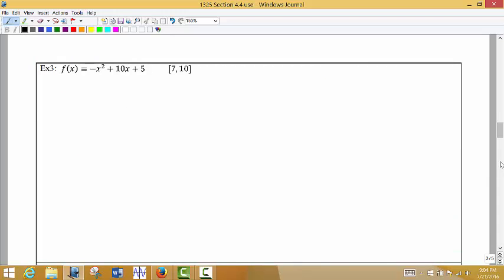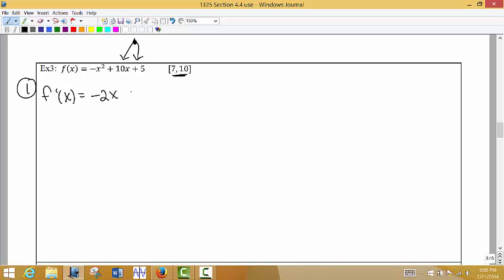All right, we want to be careful about our interval that we're given. Here we have f of x equals negative x squared plus 10x plus 5, and we can already imagine that this is an upside down parabola. You might think that is the absolute maximum, but keep in mind that it depends upon where the interval cuts the graph off. So let's find the first derivative.